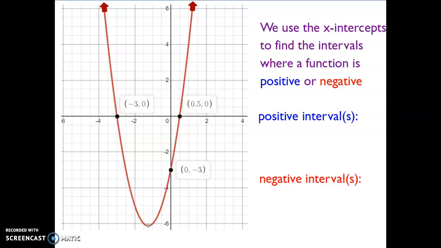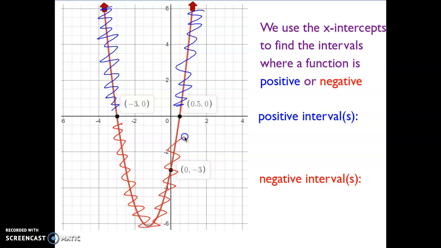The x-intercepts are used to help us find out where our function is positive or negative. And you remember from what you did last year, the positive part of the interval is where it is above the x-axis, which is here. And the negative part of the graph, the interval that's negative, is where it is below the x-axis, which is here. So it doesn't matter whether it's going up or going down. What matters is whether it's above or below the x-axis.